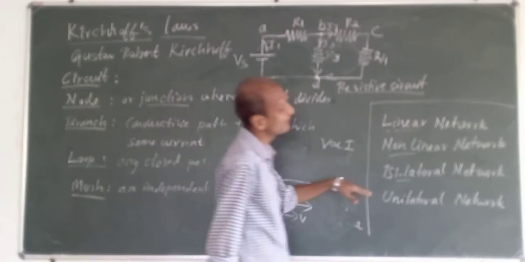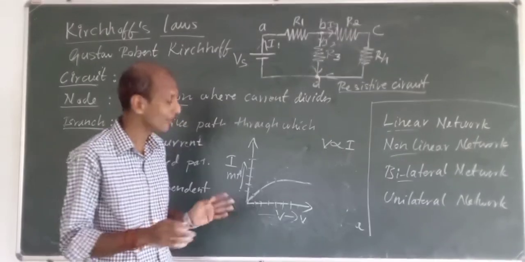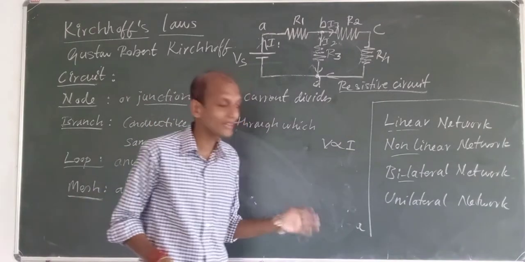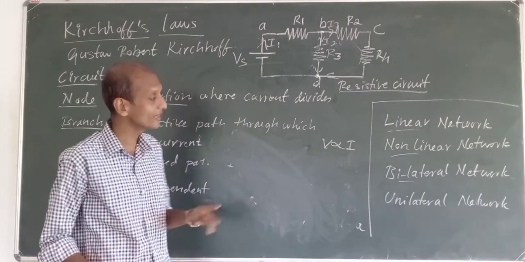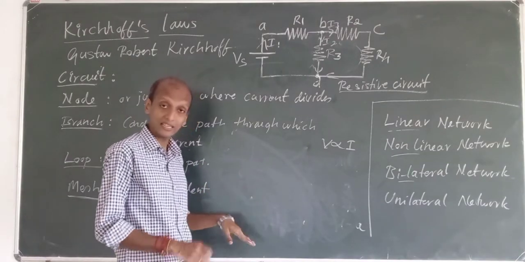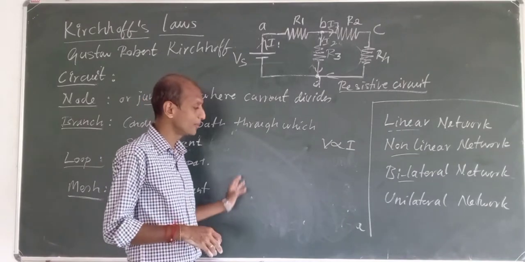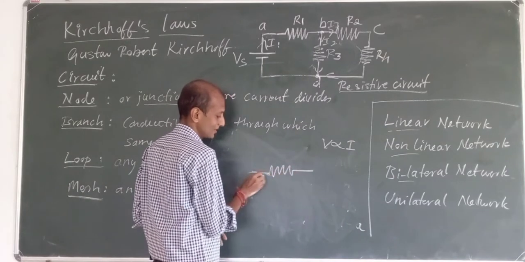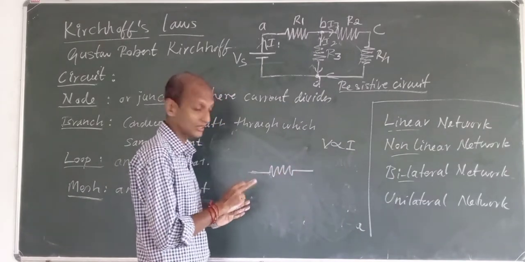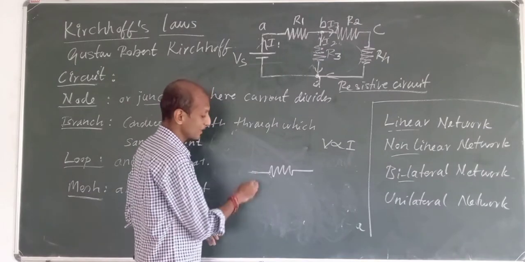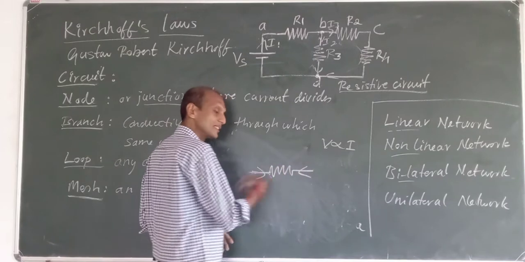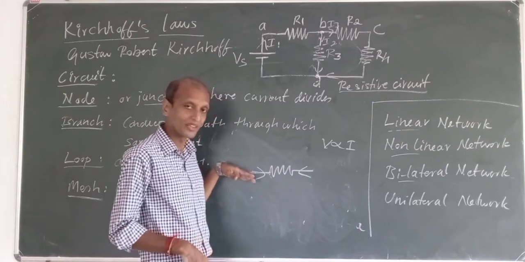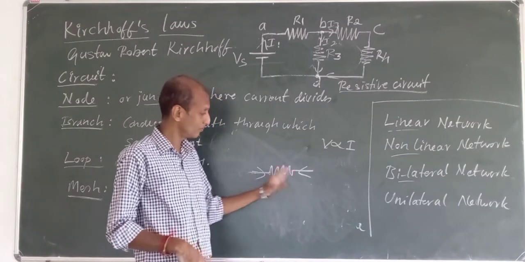Now coming to bilateral networks. Bilateral, where bi means two. In any network or circuit, there can be two directions of current flow, isn't it? If I have a resistor here, I can make the current flow in this direction, and I can also make the current flow in this direction too. So current can flow in both directions.